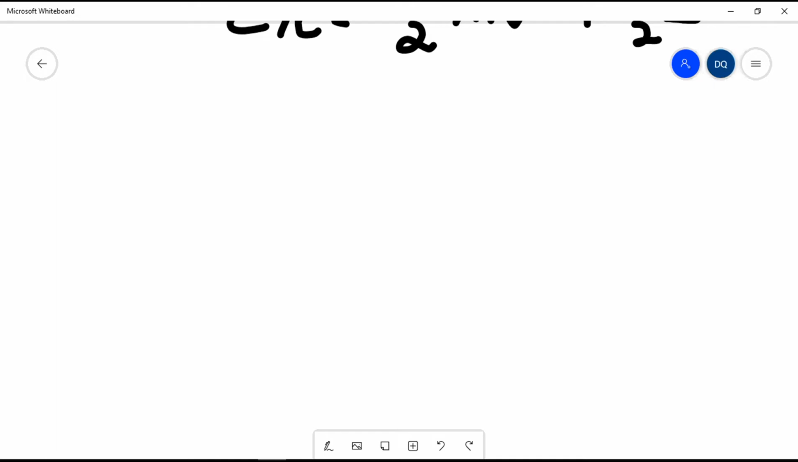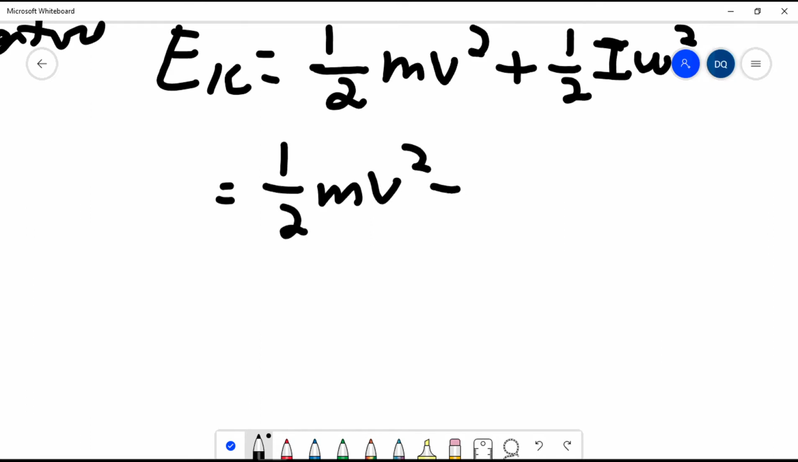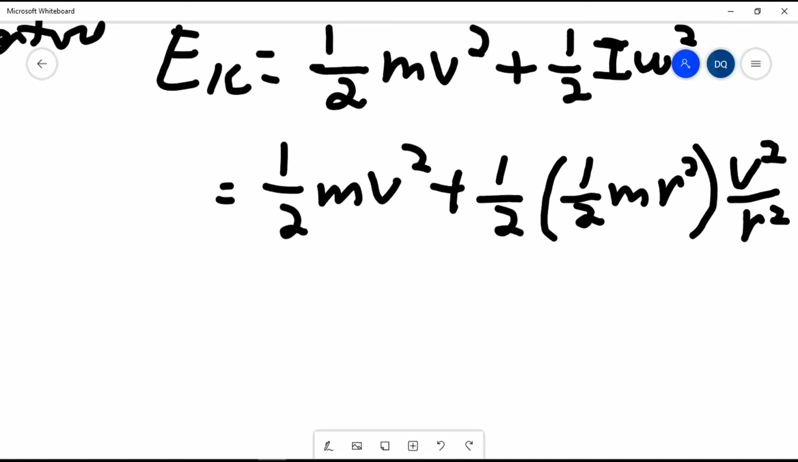Now, when we're looking at the puck, we've got half mv squared plus half I, and remember I, the moment of inertia for the puck, is half mr squared, times omega squared. Now, what is omega squared? Omega squared is actually v squared over r squared. Now, let me call this a digression. Let me quickly explain why omega squared is v squared over r squared.